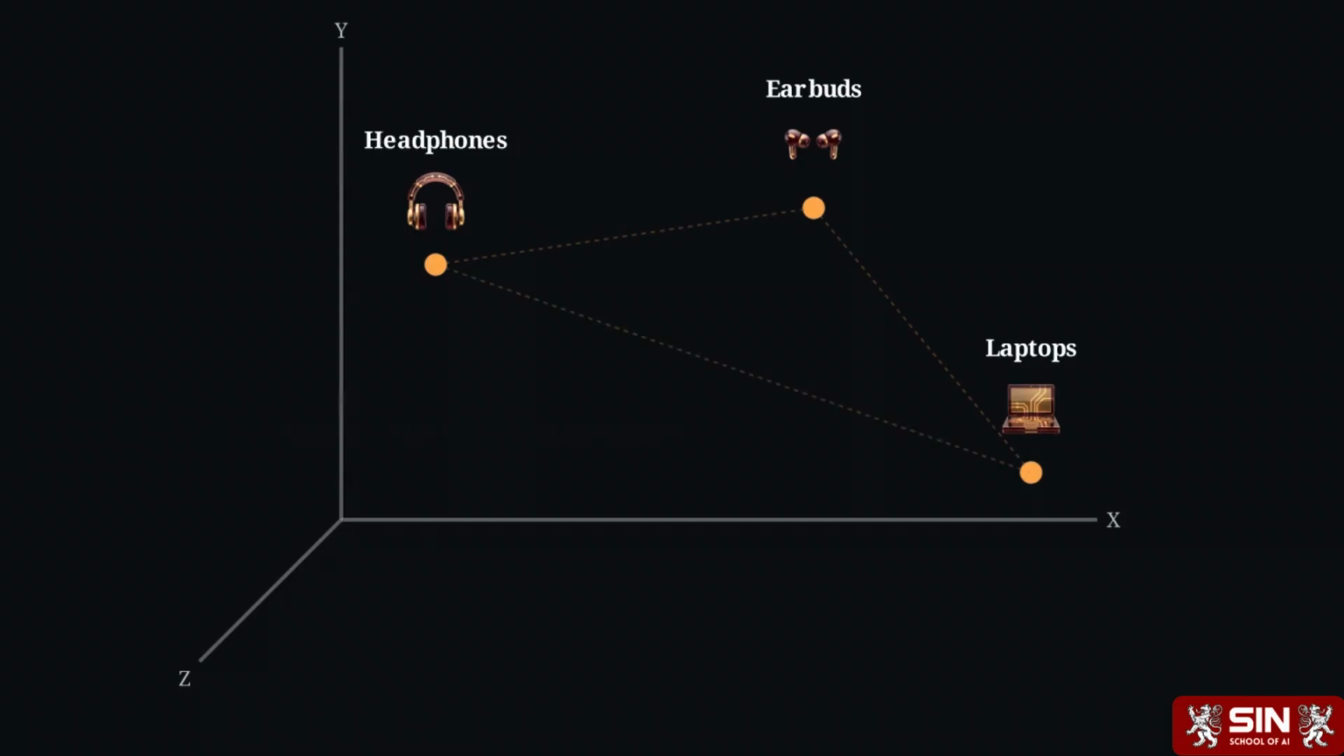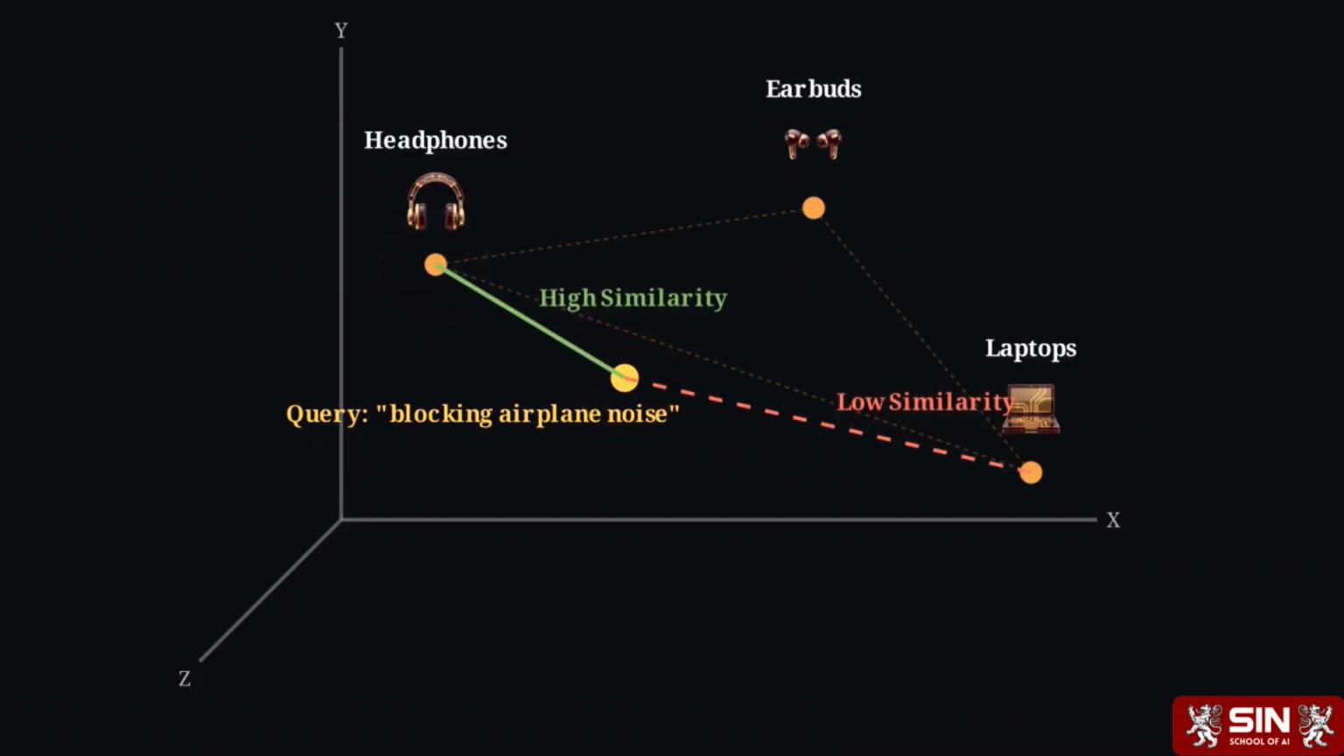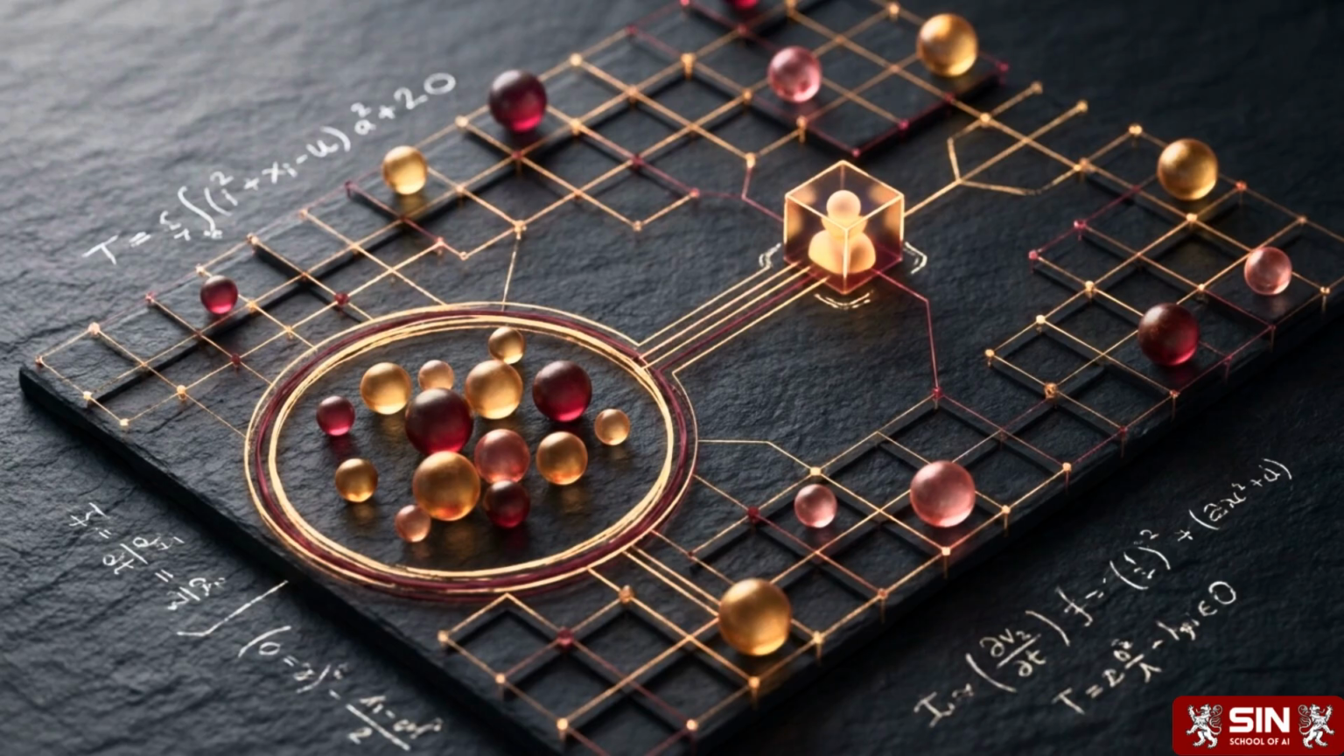When a user submits a query for blocking airplane noise, that request becomes its own new coordinate in the same space. Even if the user didn't type the exact phrase active noise cancellation, the system identifies the semantic overlap. The mathematical distance between the query and headphones is incredibly short, while laptops remains far away. This spatial relationship means semantic search naturally maps human intent, bypassing the limitations of exact keyword matching.